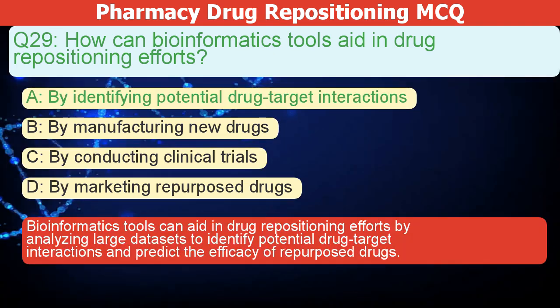The correct answer is A. Bioinformatics tools can aid in drug repositioning efforts by analyzing large datasets to identify potential drug-target interactions and predict the efficacy of repurposed drugs.